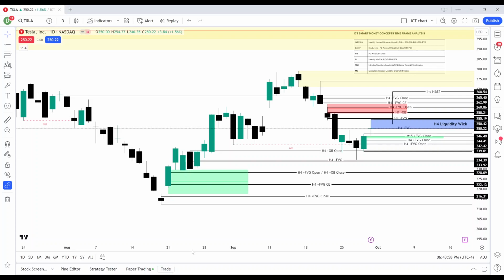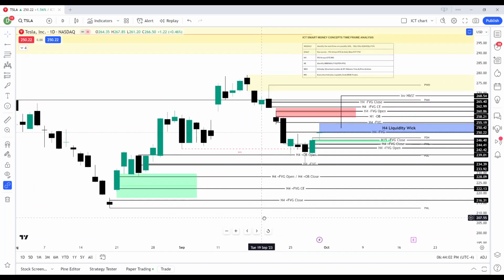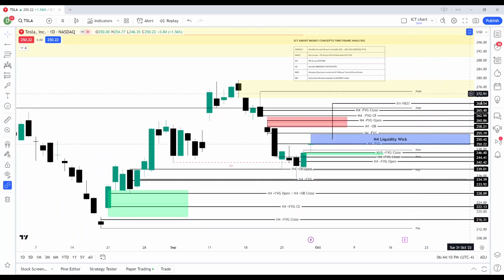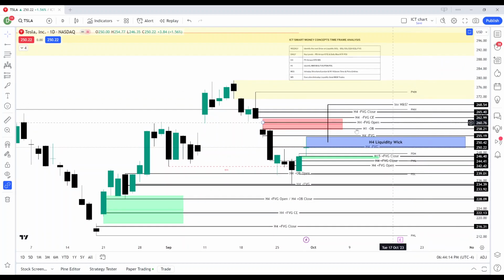So let's dive into the chart. I've revamped the chart that we had going on a little bit. I took out some of the unbalanced price ranges because the chart starts looking a little messy. And there are things that, as I continue to learn, I want to focus down on more, and things I want to focus down on less.